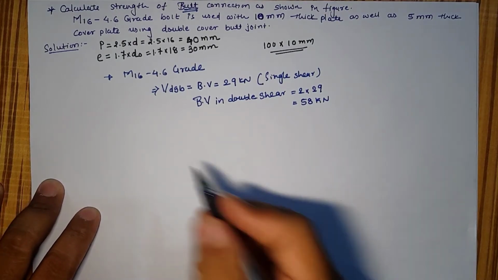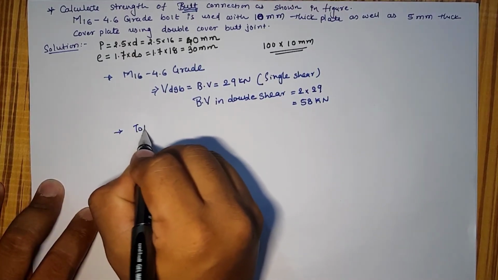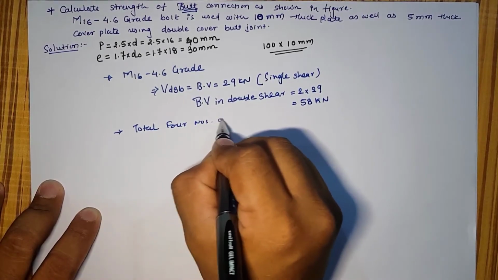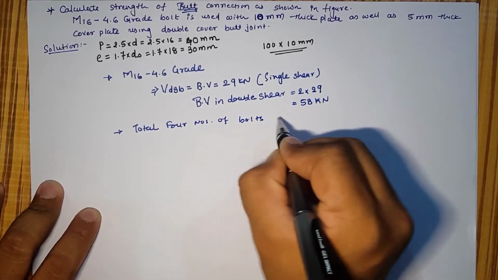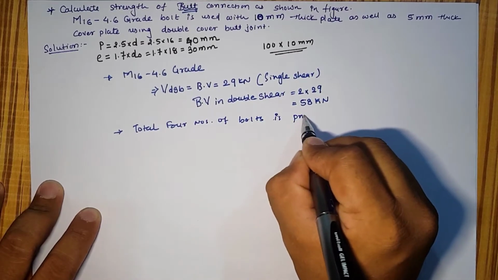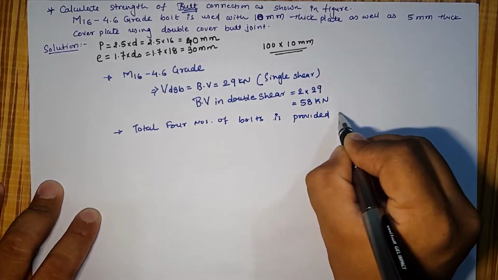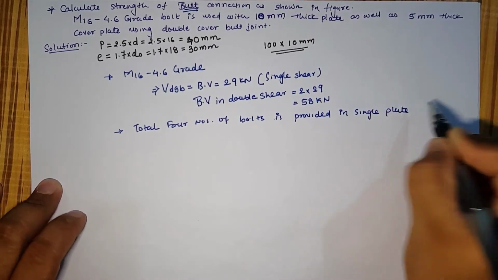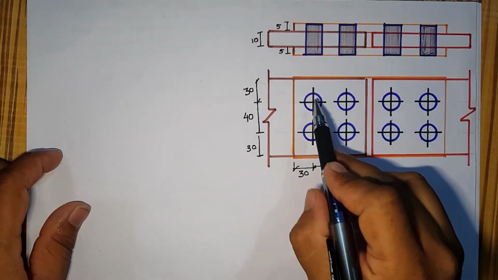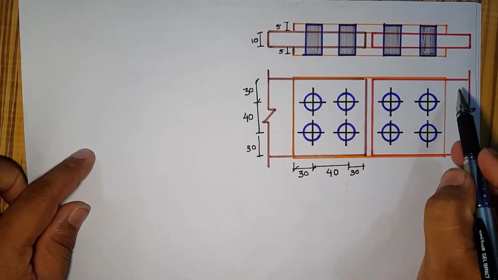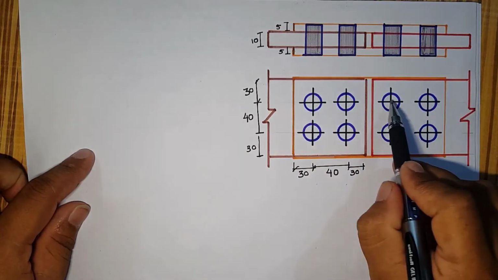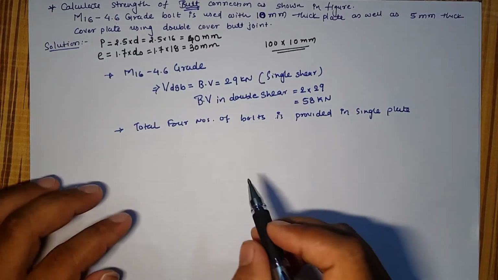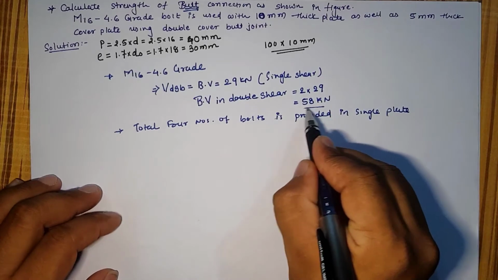Now according to the figure, total 4 numbers of bolt is provided in single plate. In left hand side plate total 4 numbers of bolt is provided, or we can say that in the right hand side plate we have 4 numbers of bolt, but the bolt value is 58 kilonewton.